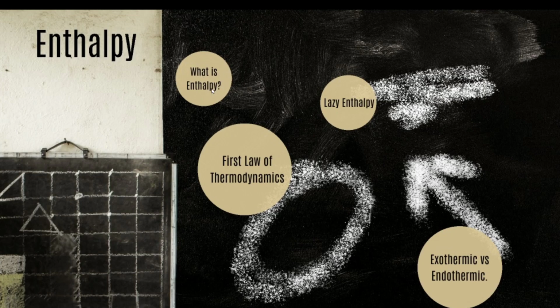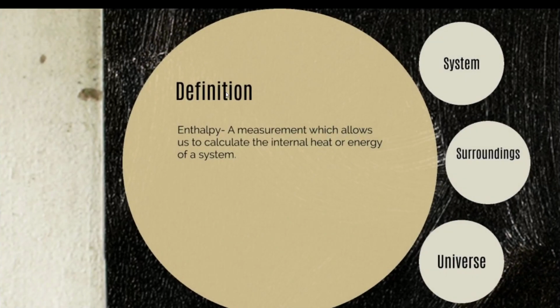Okay, so this is our first dot that we're heading to. What is enthalpy? Enthalpy is essentially a measurement that allows us to calculate the internal heat or the energy that's within a system. We're going to define some of these things a little more closely here, and I'm going to want you to record all these down. But first, we're going to define enthalpy as what it is, the internal energy of a system. So go ahead and write this definition down.